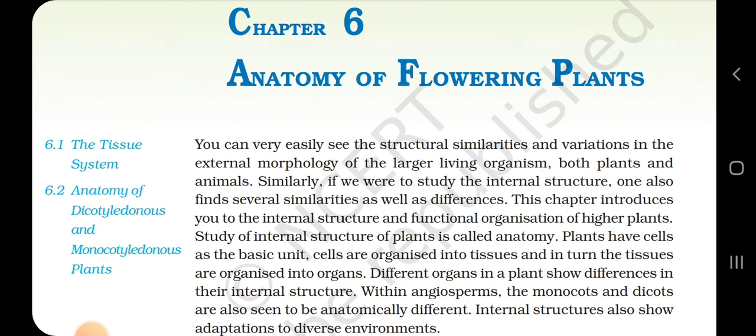Study of internal structure of plants is called anatomy. Plants have cells as their basic unit. Cells are organized into tissues, and in turn the tissues are organized into organs. Different organs in a plant show differences in their internal structure. Within angiosperms, the monocots and dicots are also seen to be anatomically different. Internal structures also show adaptations to diverse environments.